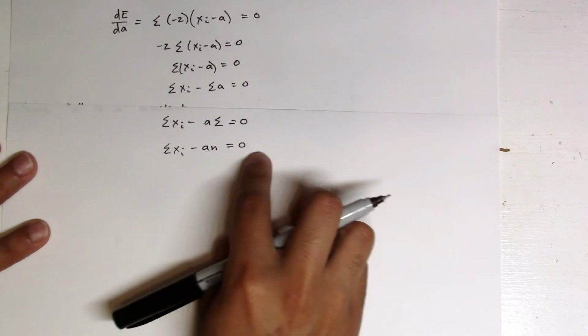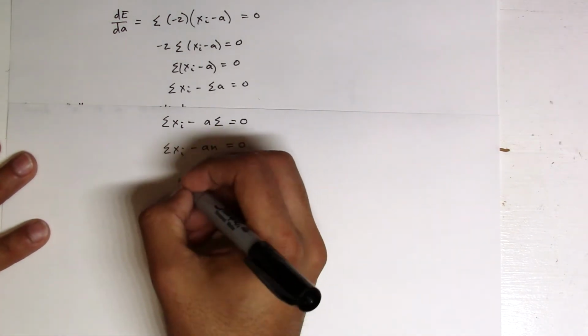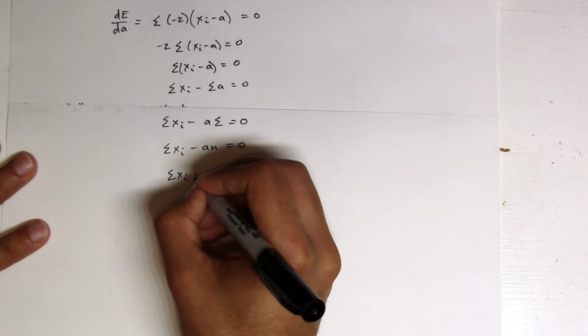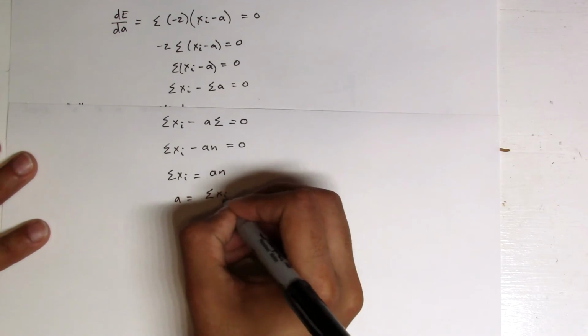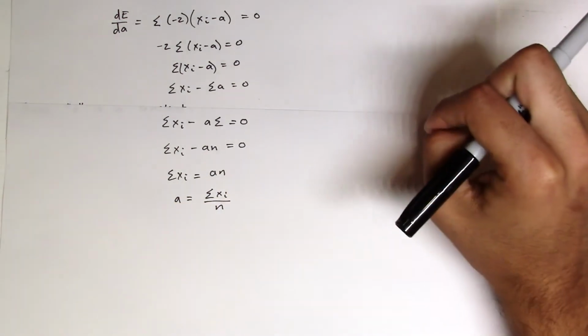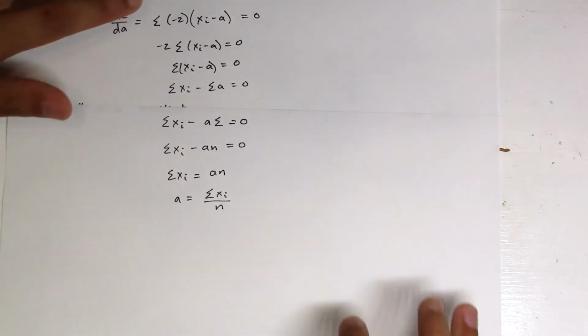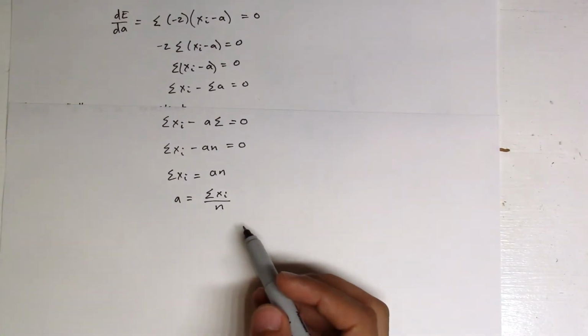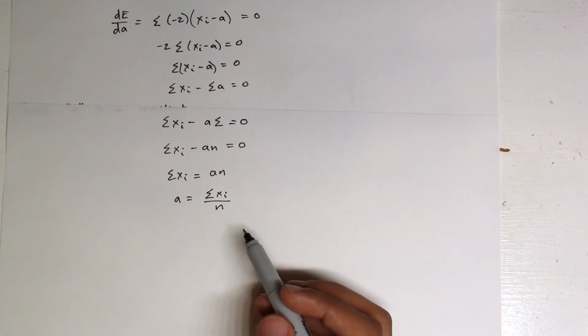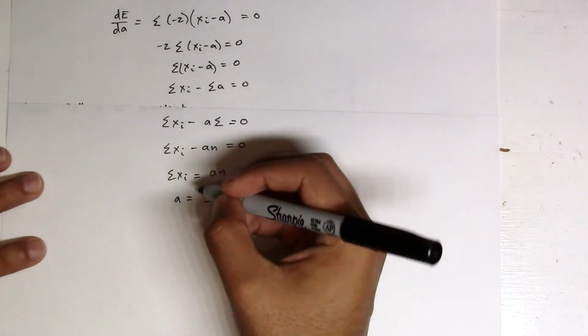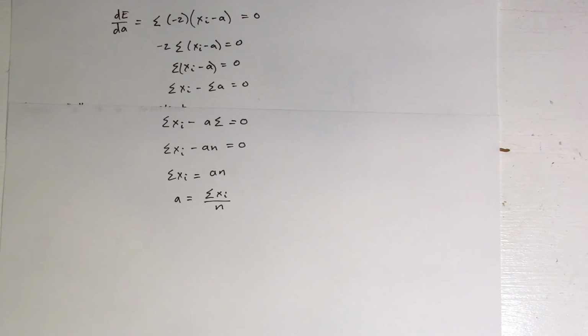Now we can move this to the other side and solve for a. So we get the sum of xi equals a times n, and then a is simply the sum of xi divided by n. So that is where the average value comes from. It is the equation of a line that gives you the minimal amount of deviations, the minimum value of the squared deviations. If you take the sum of the squared deviations, you get the smallest value that you can get. So that's where the definition of the average value comes from.